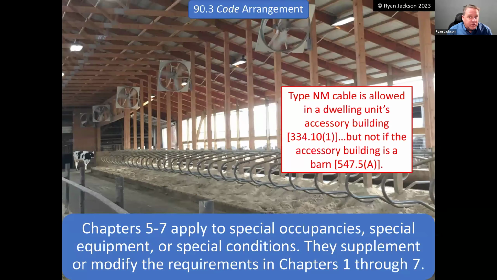So, for example, in the chapters 1 through 4 rules, you have a rule that says, listen, for dwellings and for dwelling unit accessory buildings, you can use NM cable, Romex. But there's something in chapter 5 that modifies the rule in chapter 3, and that would be like for agricultural buildings. So yeah, you can use Romex for your accessory building of your house. Unless your accessory building is a barn, right? Then you can't, because agricultural buildings, you can't use it. So just an example of how chapter 5 modifies chapter 3, right? Chapters 1 through 4 apply generally. Chapters 5, 6, and 7 modify chapters 1 through 4.